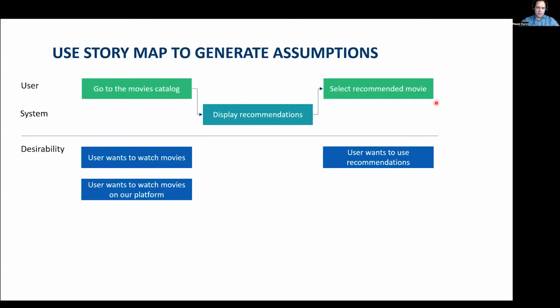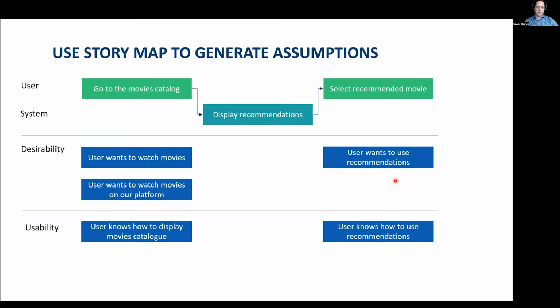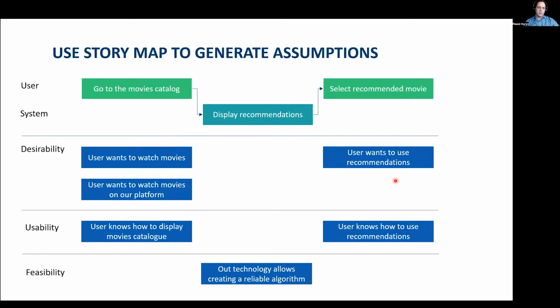And for select recommended movie, the assumption may be that the user wants to use recommendations. And similarly, we can think about assumptions for usability, for feasibility. Sometimes you can use story map to generate assumptions related to viability, so what our business can support. But I usually treat it as a separate category because it is not always related directly to the story map. So this feasibility needs to be addressed separately.